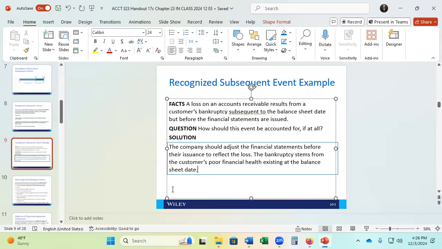All right. And so you would adjust those financial statements. You would take it out of accounts receivable and into allowance for doubtful accounts, assuming you had enough.